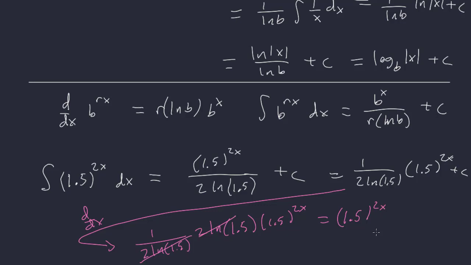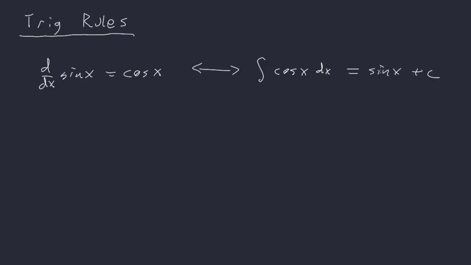All right, now once we get all these rules rolling, I am just going to look at some examples, okay? So don't fret too much if you think we're spending a little too much time on the abstract stuff. All right, next up are the trig rules. We have that the derivative of sine is cosine. So it stands to reason that if we just reverse this, the integral of cosine dx will be sine of x plus c, and that's true.